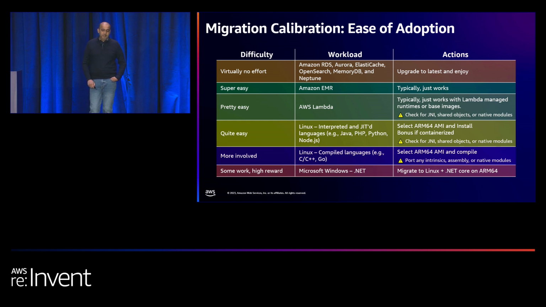We talked about the interpreted as well as the compiled languages. And then if you're running things like Microsoft Windows, .NET, then there's a couple of steps there where you can move to .NET Core on Linux and then move over to Graviton. So this just gives you a general guideline for how you can think about moving your workloads over.